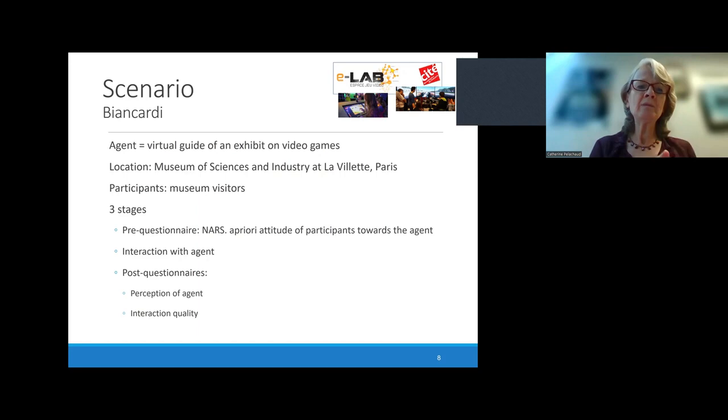For each study, we had three different stages. First, the participants filled in the pre-questionnaires. We used NARS to find out the a priori attitude of participants towards the agent. So we adapted the NARS, which is made for robots, to virtual agents. Then the participants interacted with the agent. And after, we had post-questionnaires, where we asked participants several questions regarding the perception of the agent and also the perception of the interaction quality.